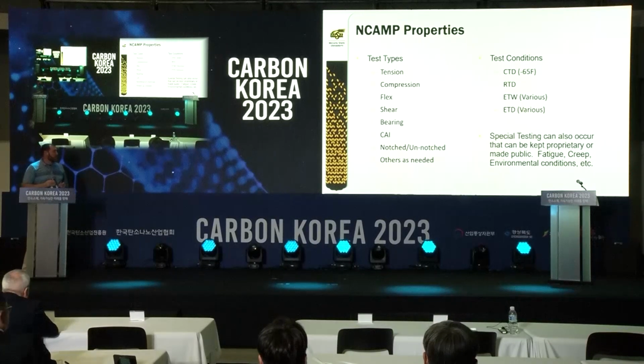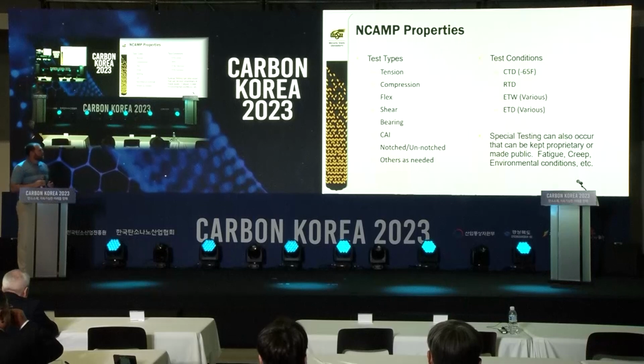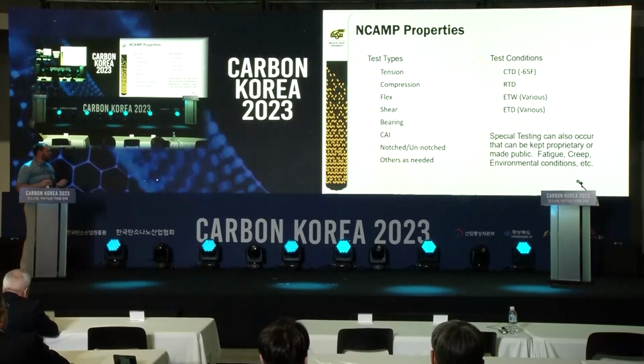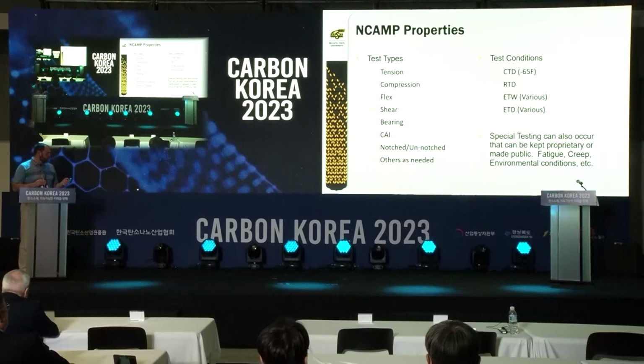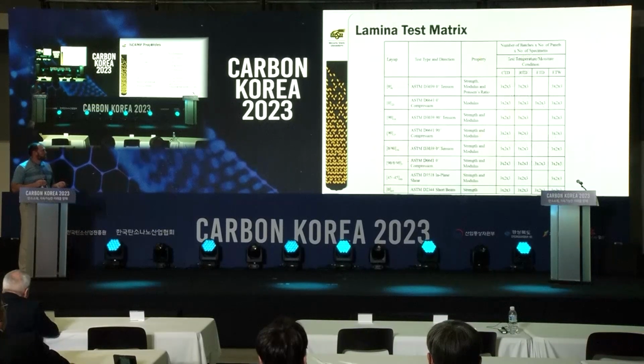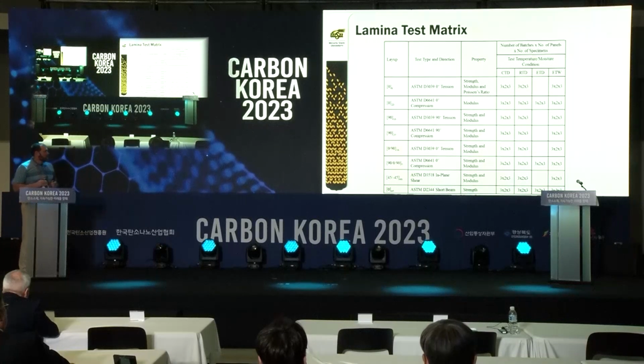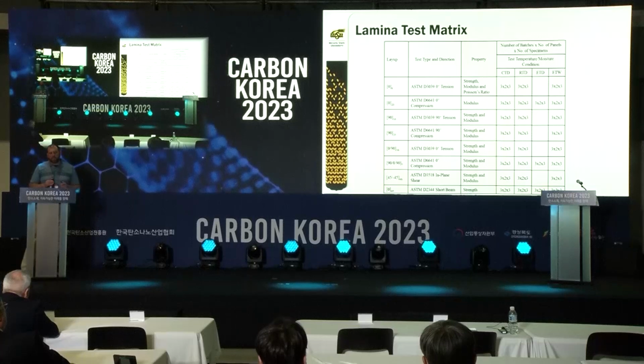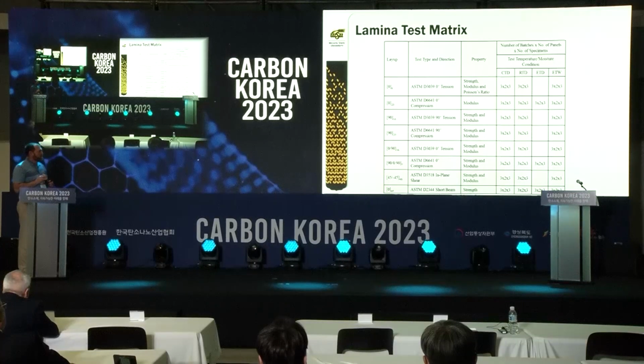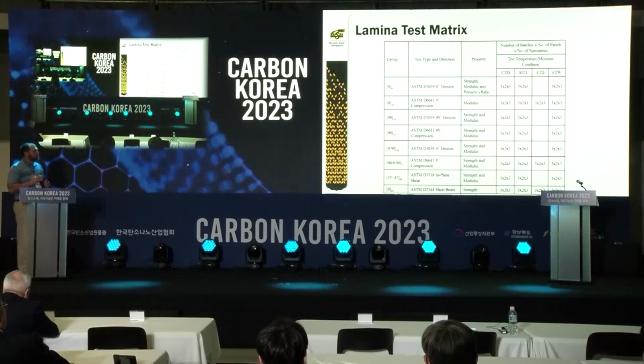So here are the different types of properties that we look at. You can see that we do lots of mechanical tests. We also do chemical and physical evaluations, and we do that at different test conditions. This gives you an idea of a lamina test matrix. You can see that those are fairly simple stacking sequences, as well as fairly simple tests at various environmental conditions. You'll notice that it's a 3 by 2 by 3 test matrix.